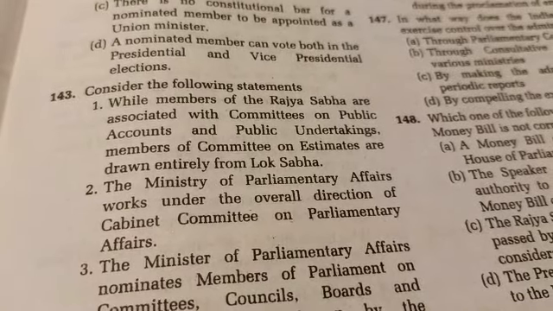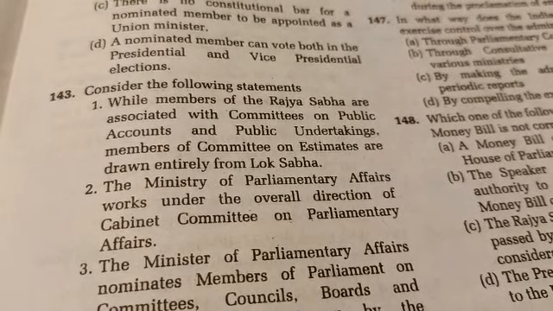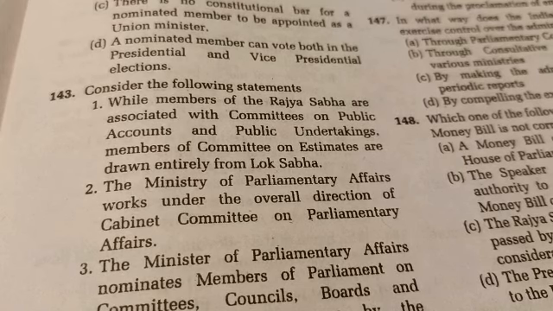While the members of Rajya Sabha are associated with Committee on Public Accounts and Public Undertaking, members of Committee on Estimates are drawn entirely from Lok Sabha. The Ministry of Parliamentary Affairs works under the overall direction of Cabinet Committee on Parliamentary Affairs. And last one is the Minister of Parliamentary Affairs nominates members of Parliament on committees, councils, boards and commissions etc. set up by the Government of India in the various ministries.